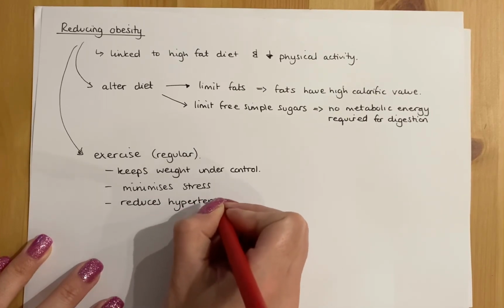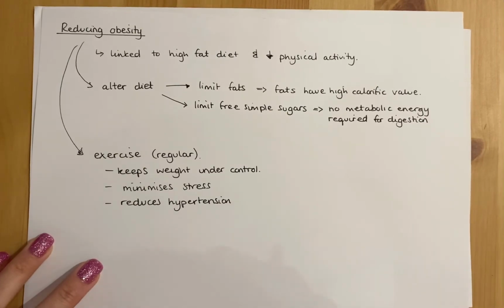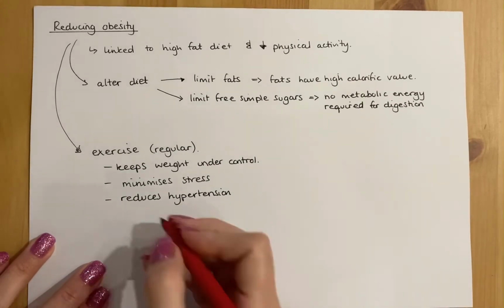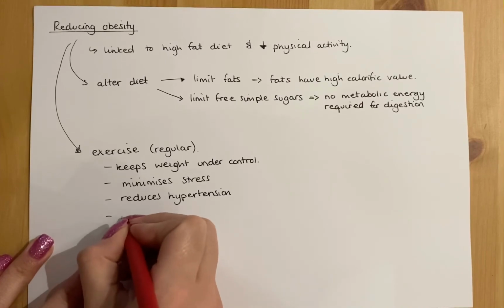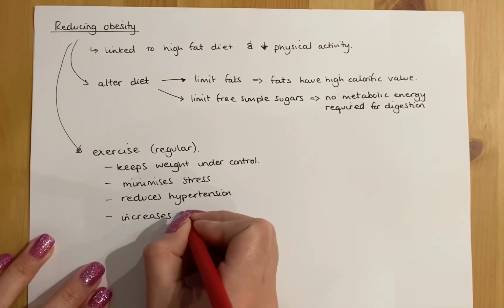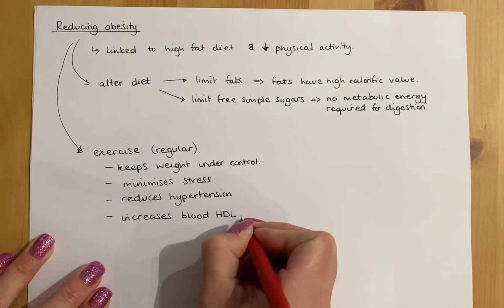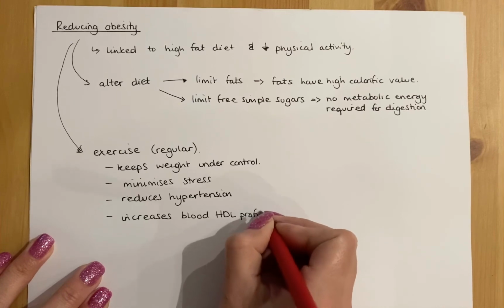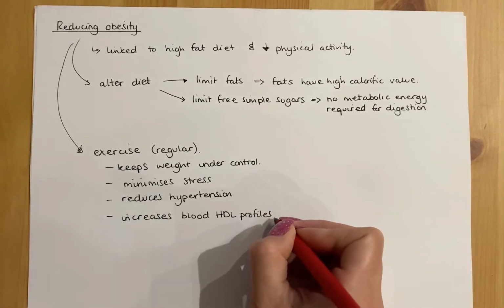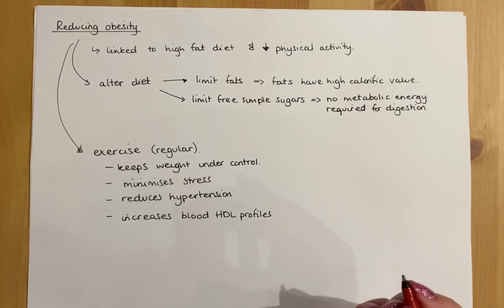And high blood pressure is linked to cardiovascular disease, so you don't want to have a high blood pressure, you want to reduce that hypertension. And then what it will also do if you exercise is increase your HDL blood profiles. And because of that, that would then reduce the cholesterol in your blood, and therefore reduce the risk of atheromas. Okay, and that finishes off the obesity part of that cardiovascular disease section.